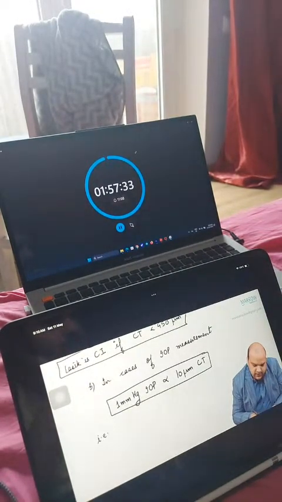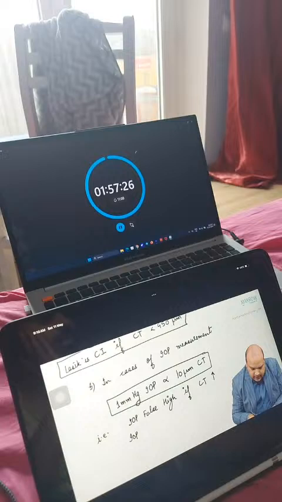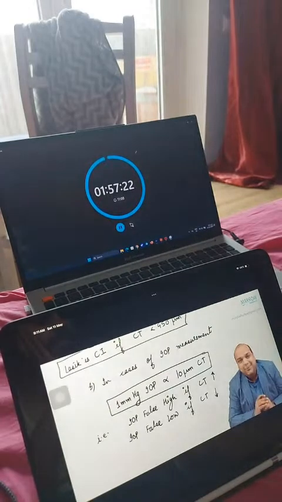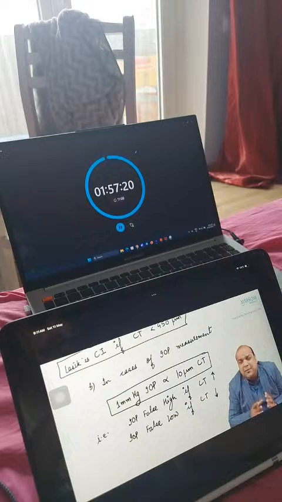That means IOP falls high if corneal thickness is more, IOP falls low if corneal thickness is decreased. Okay, so based on the corneal thickness measurements, our IOP measurement gets affected. That is why it is mandatory again to measure the corneal thickness whenever you are in doubt about the intraocular pressure values. Done, everybody? So that's all about our second investigation, that is pachymetry.